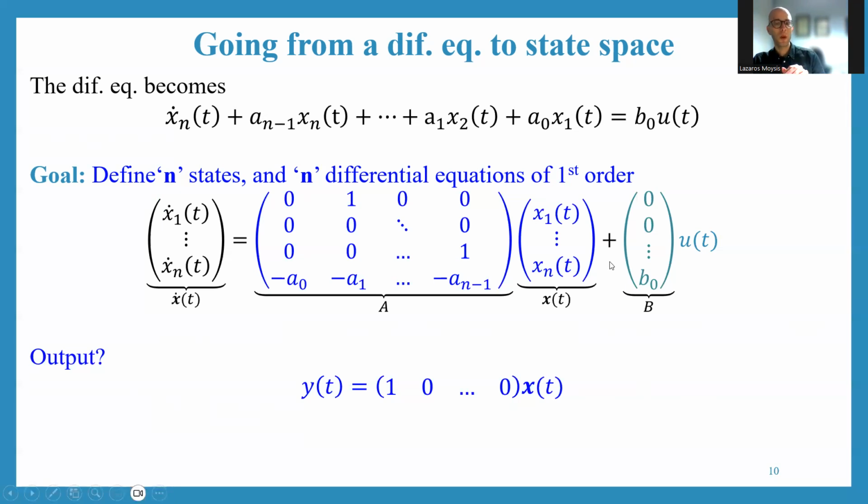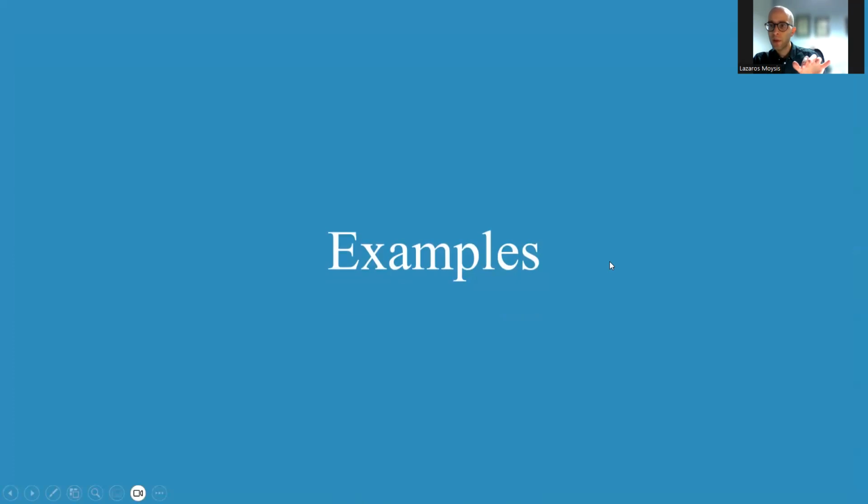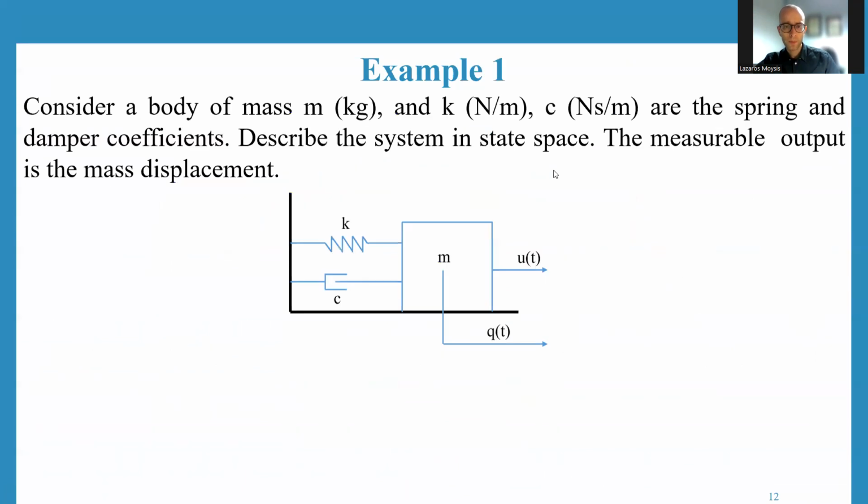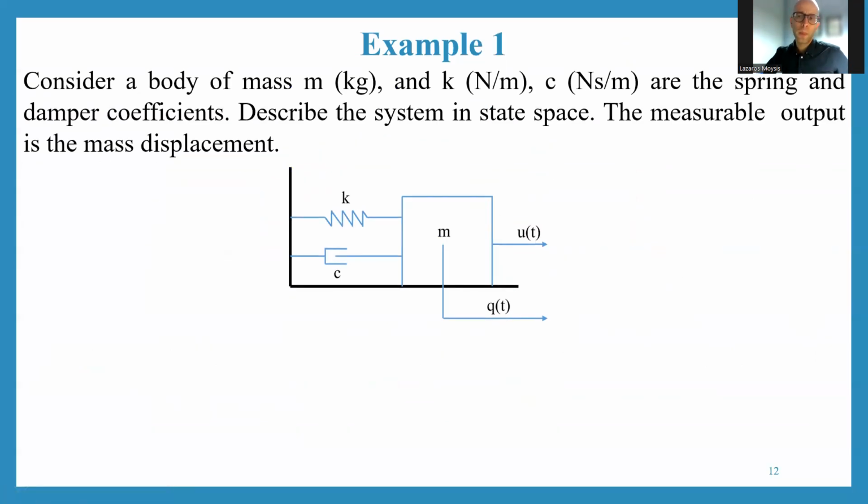So for that matter, what I'm going to do now is give you some examples of some basic mechanical systems. So let's go. This is our first example, super classic. If you open up any book on automatic control, you will see the spring, mass, and damper system. Okay, now let's write this system in state space.